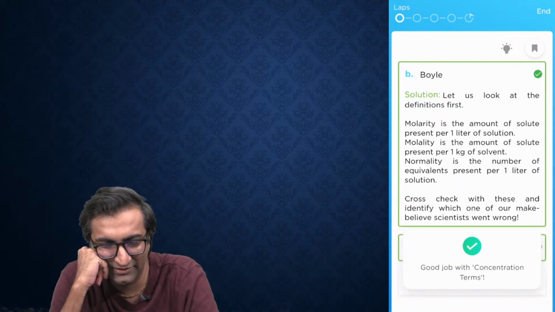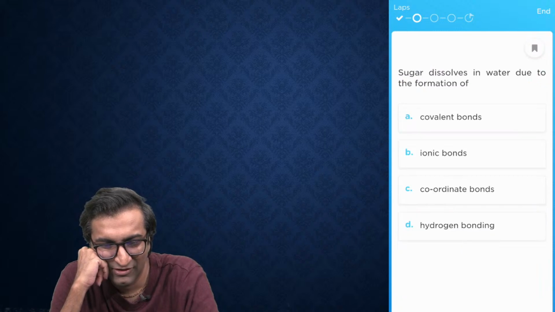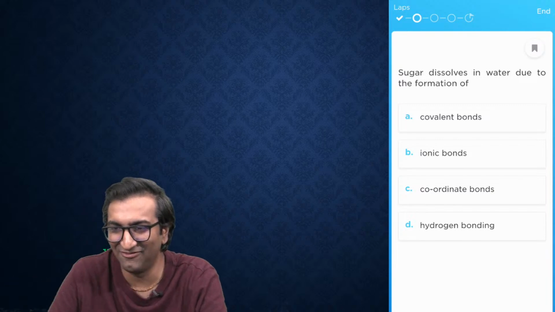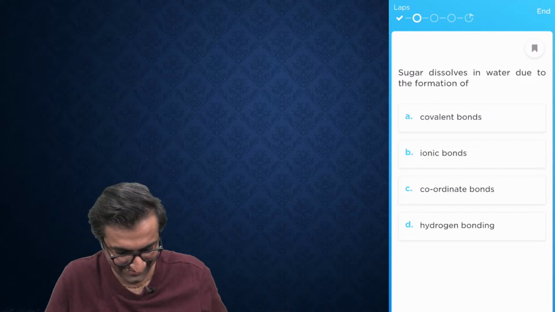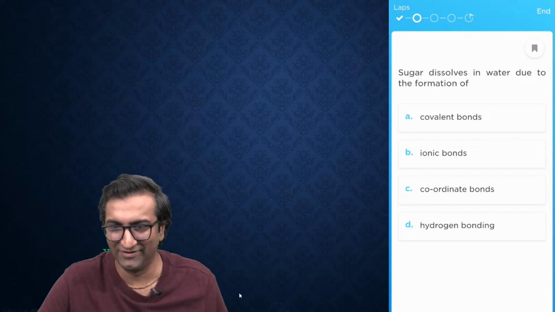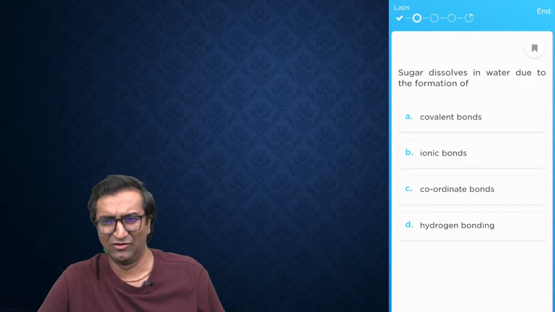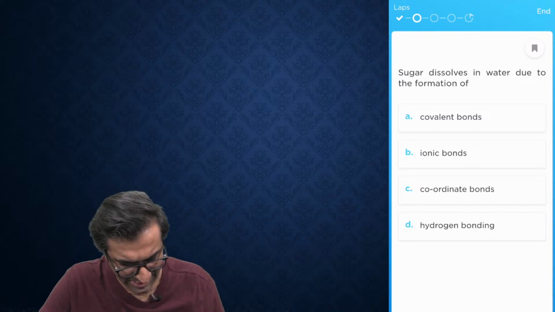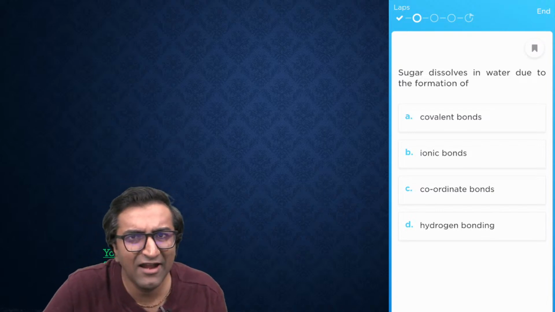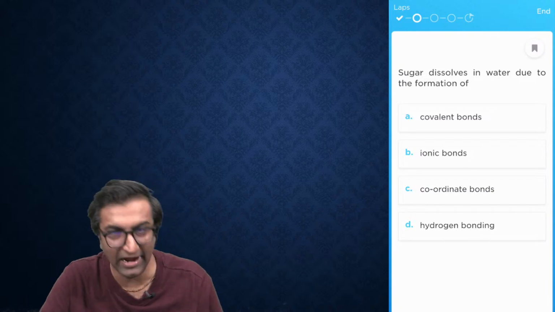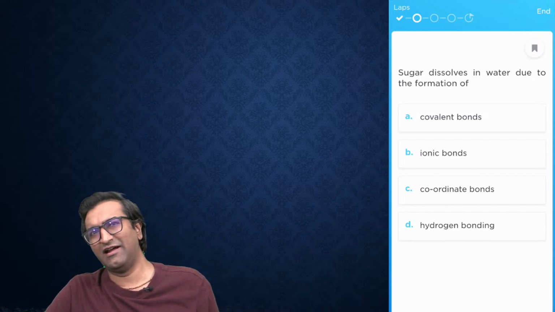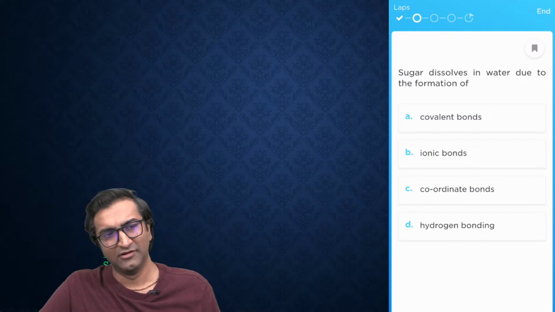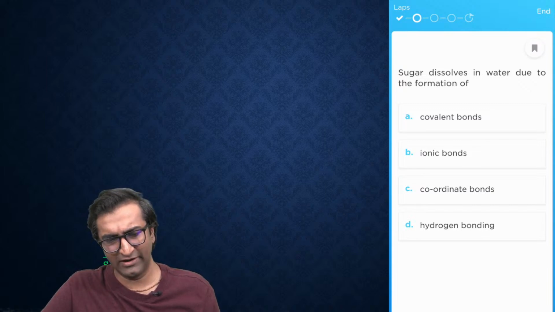Yeah, it's clearly these two. Let's go to the next one. Sugar dissolves in water due to formation of... Wow, this is a slightly tough question, bro. Why does sugar dissolve in water? Covalent bonds, ionic bonds, coordinate bonds, hydrogen bonding. Hydrogen bonding sounds legit, sounds doable. Hydrogen bonding actually, yeah, I think that could work. I think that could work.